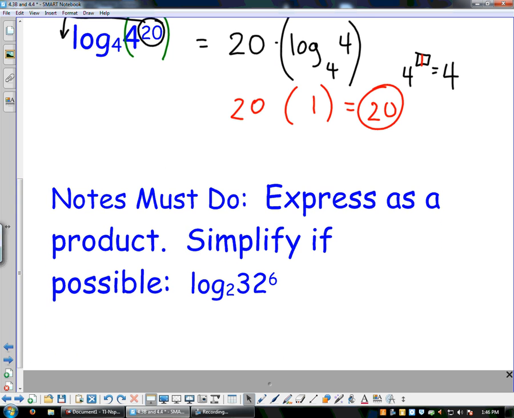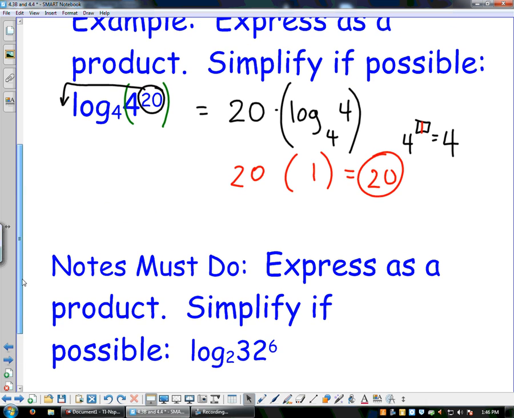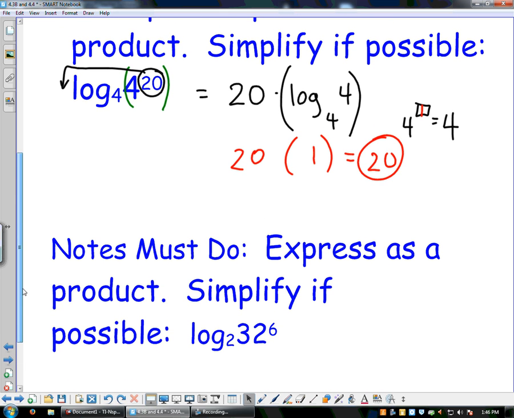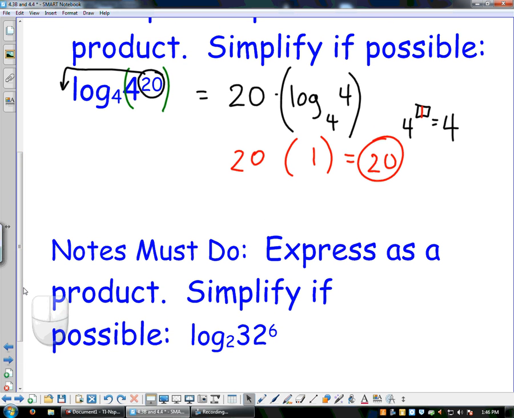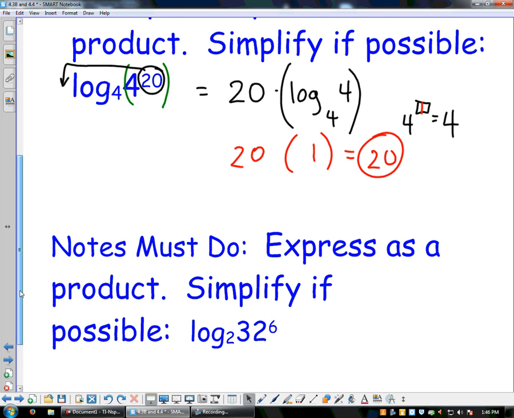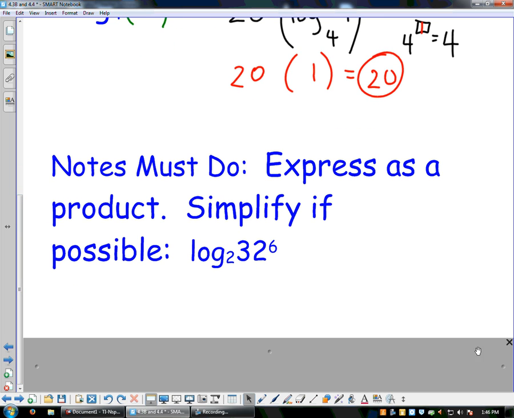And here is a notes must do for you. Express as a product and then simplify if possible. Log to the base 2 of 32 raised to the 6th. So that's going to be very similar to what we just did here. Please make sure you write notes must do on your notes, and pause this video and try this one, and then resume for the rest of the video.